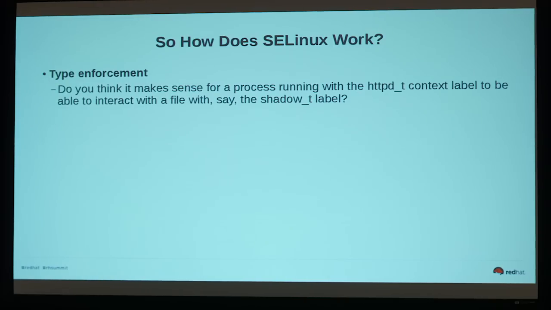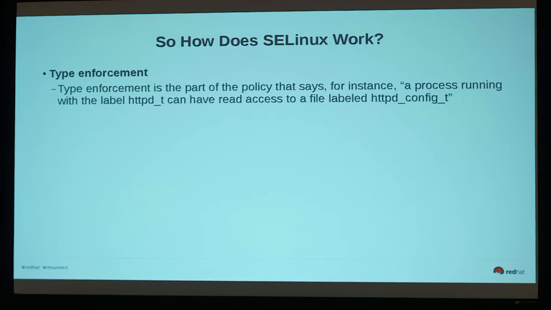So, does that kind of make sense? It's labeling and type enforcement. A process with this type of label can interact with this type of file, assuming that the labels are all similar and the types are set. Type enforcement is just the part of the policy. It says, for instance, a process running with the label httpd_t can have read access, and you can get that granular, read access or write access or whatever, with a file labeled httpd_config_t.